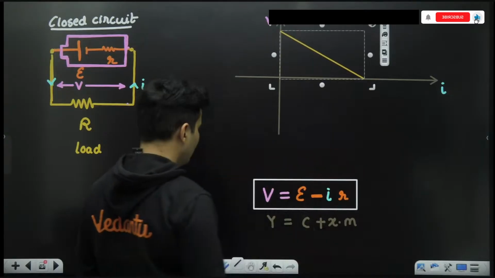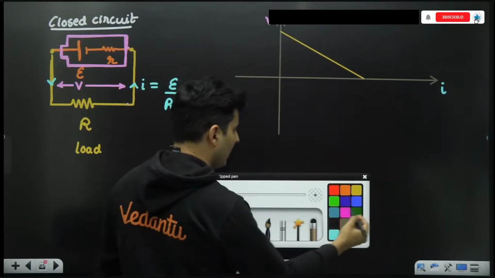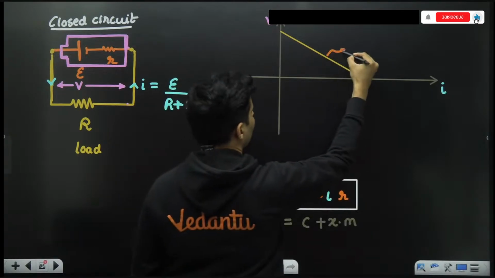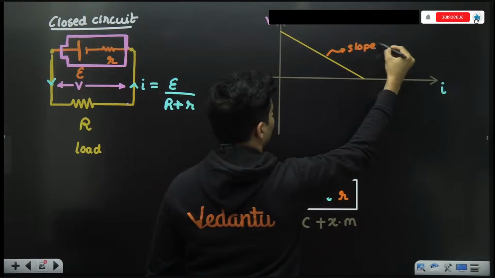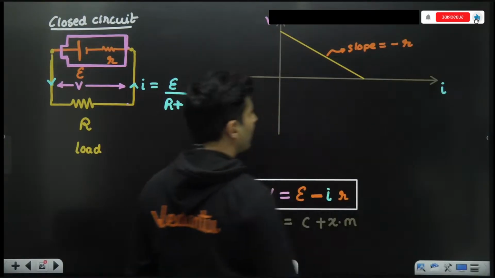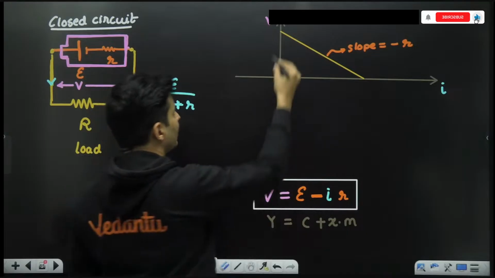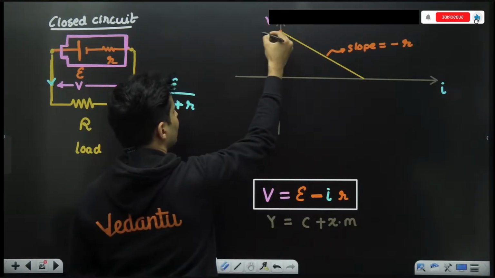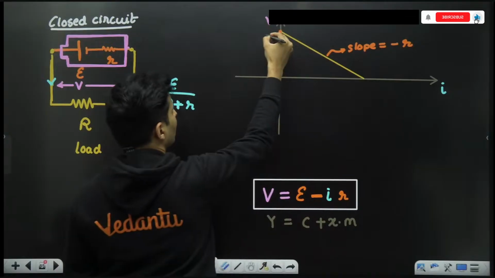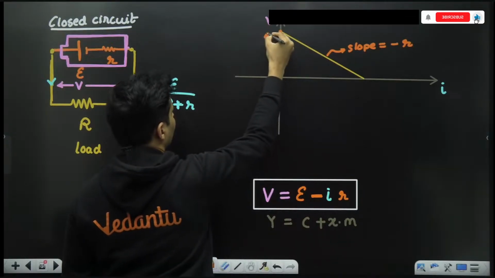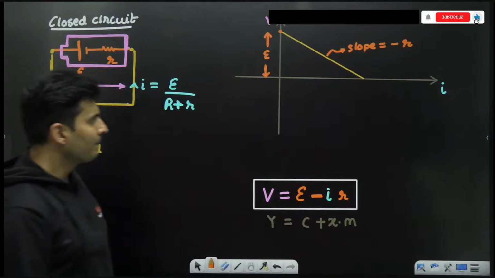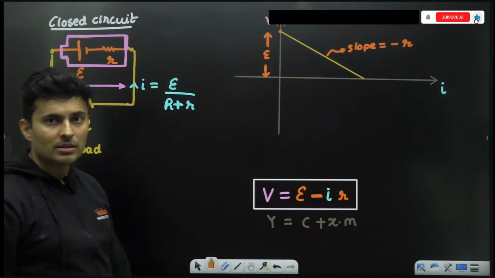I can put it over here. And I can start saying that the slope over here, directly you can see, is the negative of the internal resistance. The intercept over here, wherever it intersects, is the EMF itself. This entire thing where it intersects is the EMF, of course. Yeah, that's all. That's how it goes.